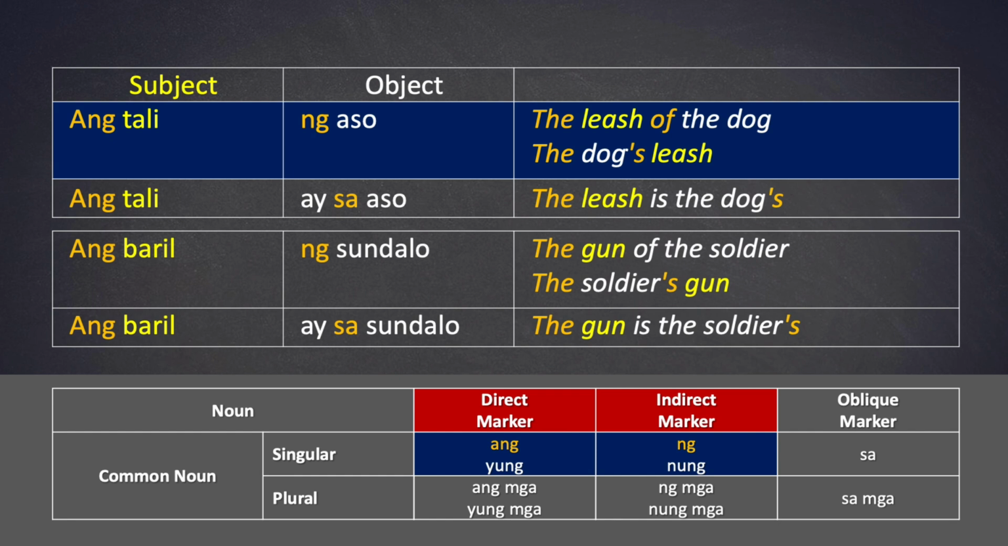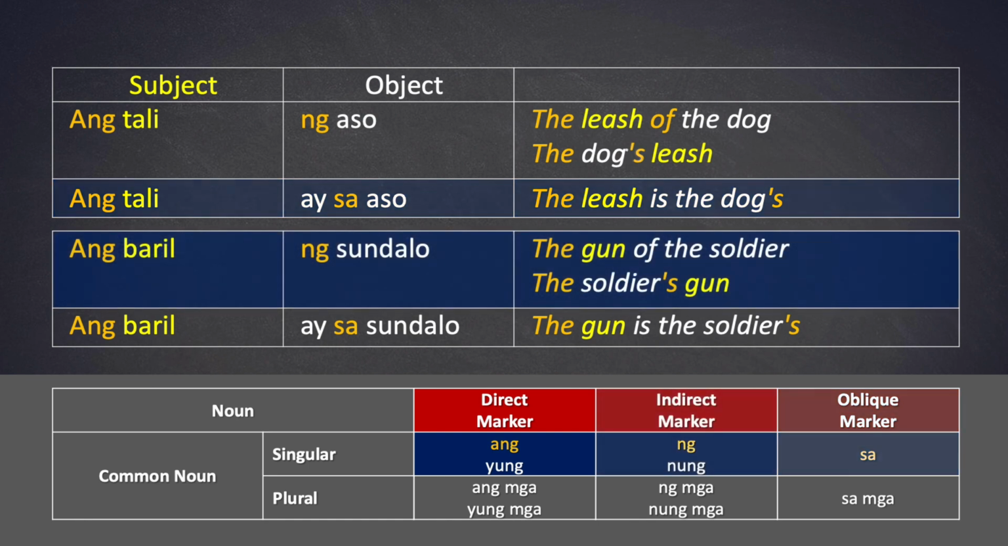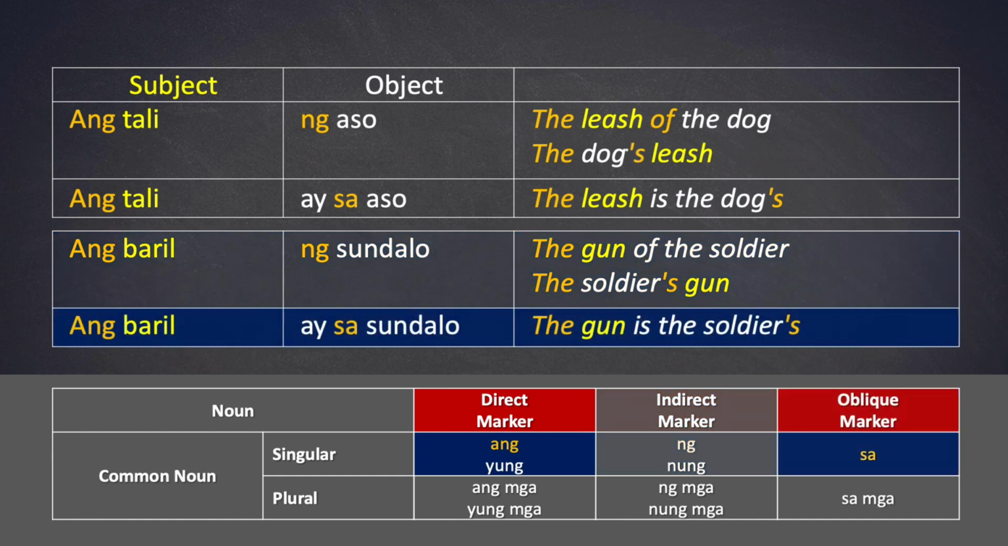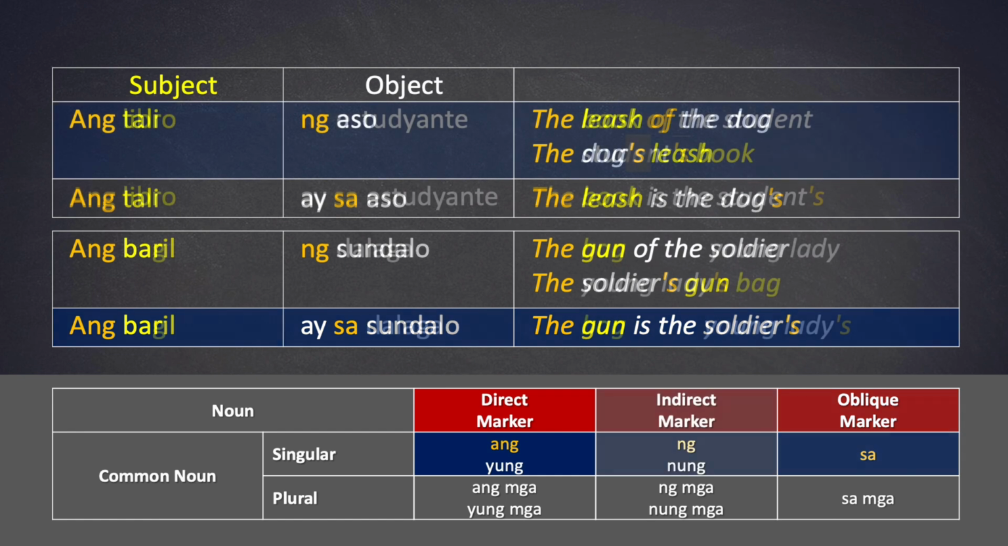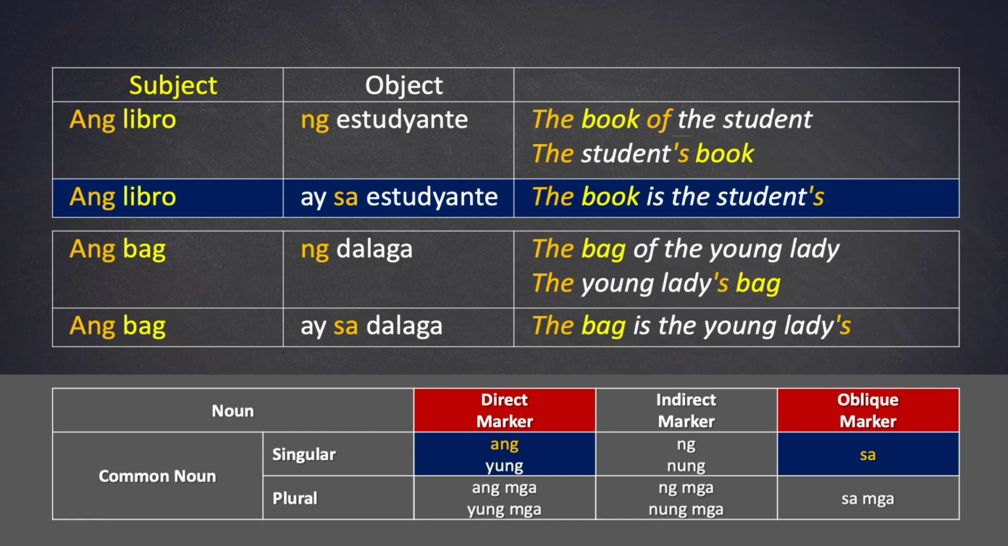Ang tali ng aso, the leash of the dog or the dog's leash. Ang tali ay sa aso. The leash is the dog's. Ang baril ng sundalo, the gun of the soldier, the soldier's gun. Ang baril ay sa sundalo. The gun is the soldier's. Ang libro ng estudyante, the book of the student or the student's book. Ang libro ay sa estudyante. The book is the student's.